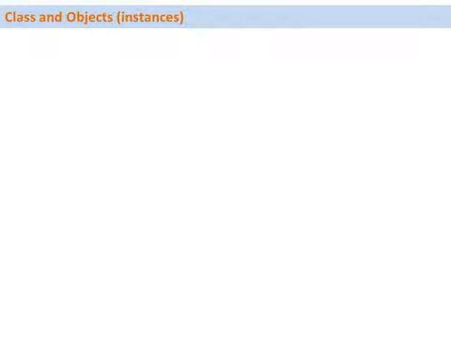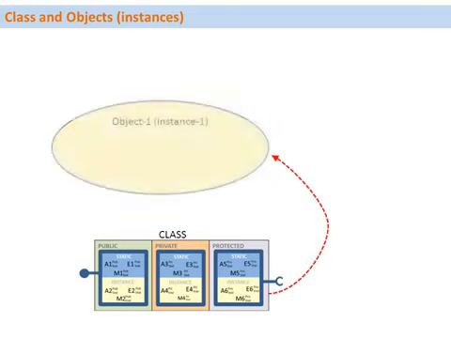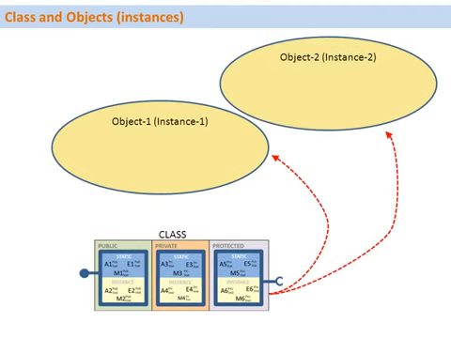Let's have a look at how we can create several objects from a class. We have a class here. We have public section, protected section, and private section. We also have static components and we have instance components. In the programming code, we can use the statement create object and create several instances from this class. Each instance is called an object. So we have object 1 and object 2 and so on. We can have any number of objects.